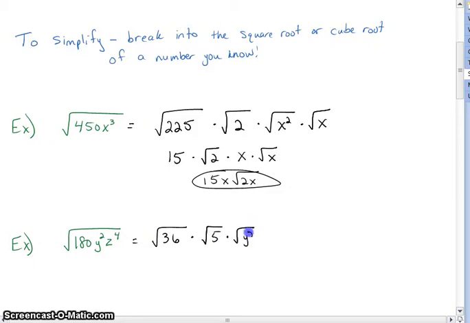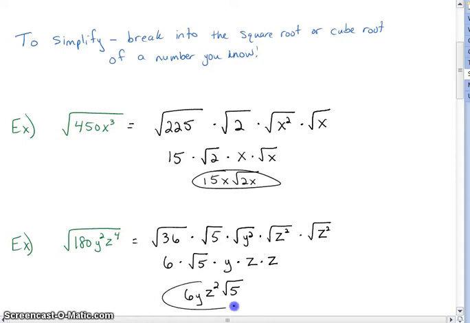I know the square root of y squared, so I'm leaving that alone. And I'm going to break z to the 4th into z squared times z squared. Square root of 36 becomes 6. I don't know the square root of 5. The square root of y squared becomes just y. Z, z. So that's 6y z squared, because there's two z's. Z times z is z squared. Square root of 5. And I'm done.